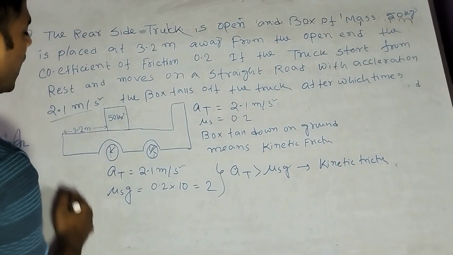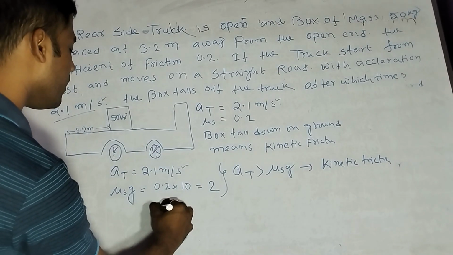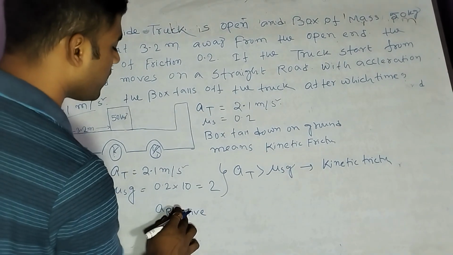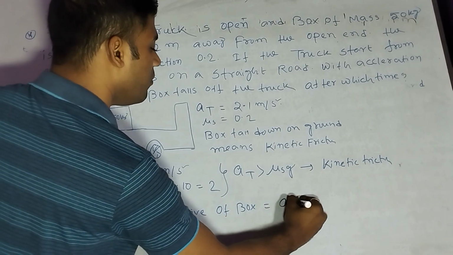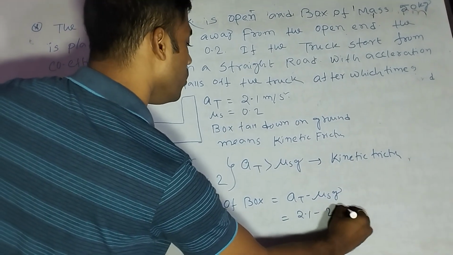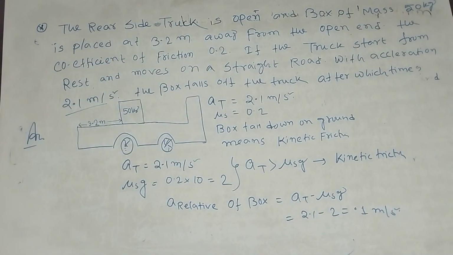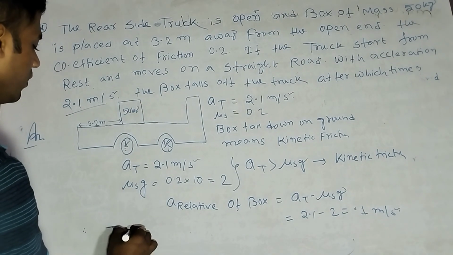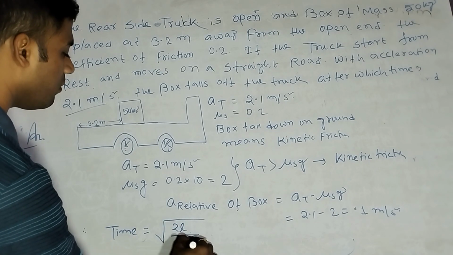Then for the time required, when this is kinetic friction, you calculate the second step, A relative, that means the relative acceleration of the box. The formula is AT minus mu s g. AT value is 2.1, mu s g value is 2. So A relative is 0.1 meter per second square. This is the A relative of the box. Then find out the time. The time formula is root over 2L by A relative.